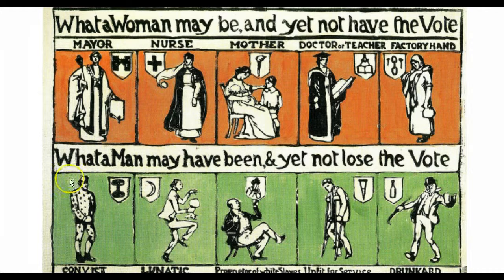Here's, again, focusing on this objective of a study in contrast. What a woman may be and yet not have. She can be a mayor, she can be a nurse, a mother, a doctor, a teacher, a factory worker, but she can't vote. What a man can be and still have the vote or not lose the vote. He can be a convict, a lunatic, a slave owner, unfit for military service. I believe that's what that means. He can be an alcoholic, and yet the vote's not taken away from him.